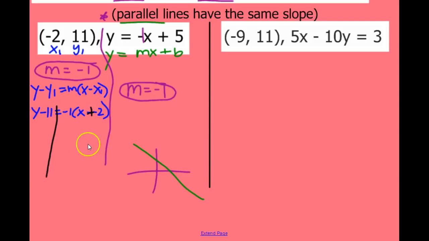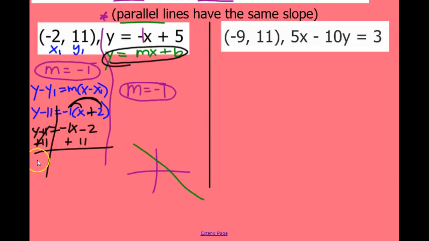And I'm just going to distribute because we want our equation in this form, y equals mx plus b. So I'm going to distribute these, negative 1x. Negative 1 times 2 is negative 2. And then the opposite of subtracting 11 would be adding 11. So those go away. We have y equals negative 1x, and then negative 2 plus 11 is 9. So here's our new equation that would be parallel to the one that they gave us.